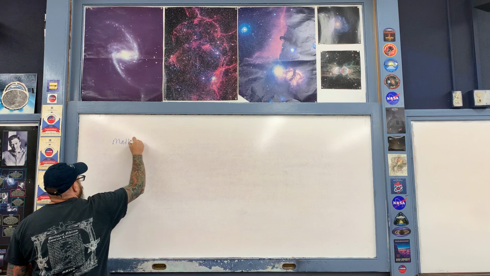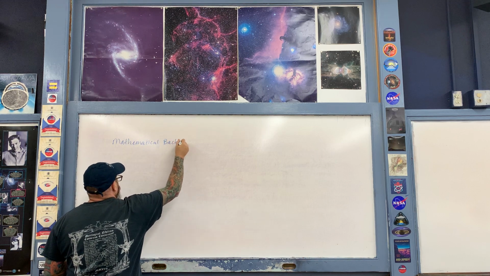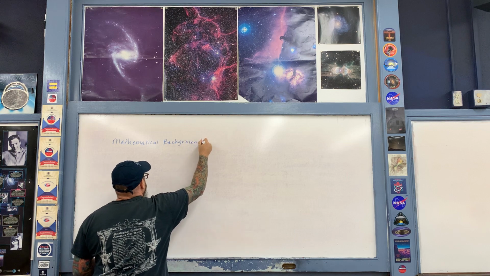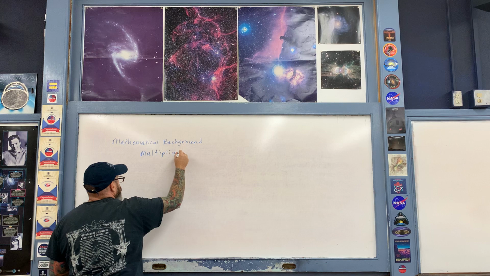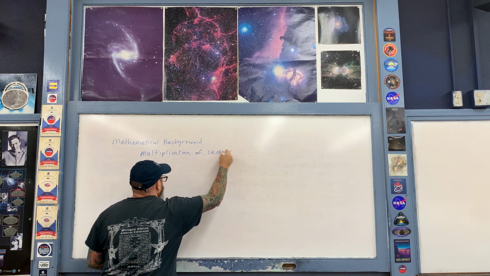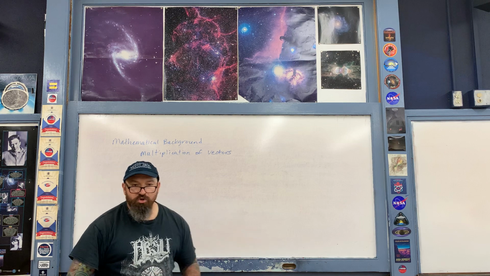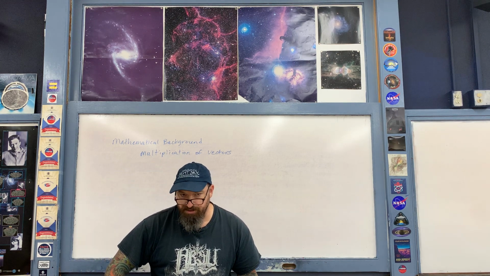Okay, so some mathematical background. Multiplication of vectors. As I said, there are two ways in which we multiply vectors together. This is the important way for our purposes here.